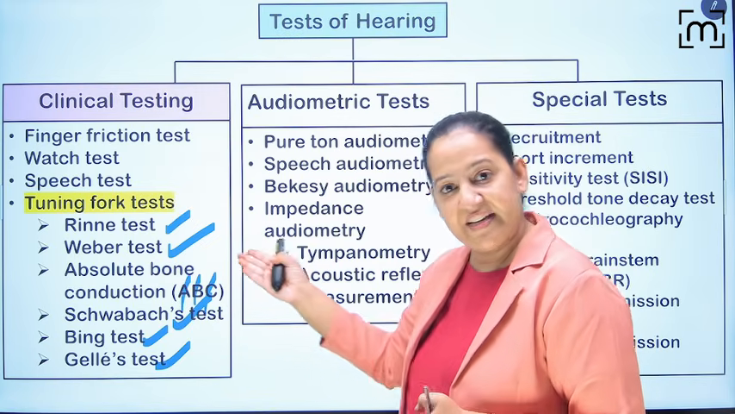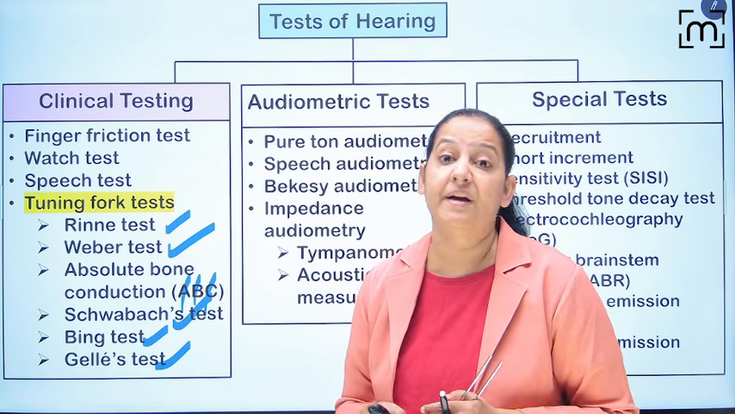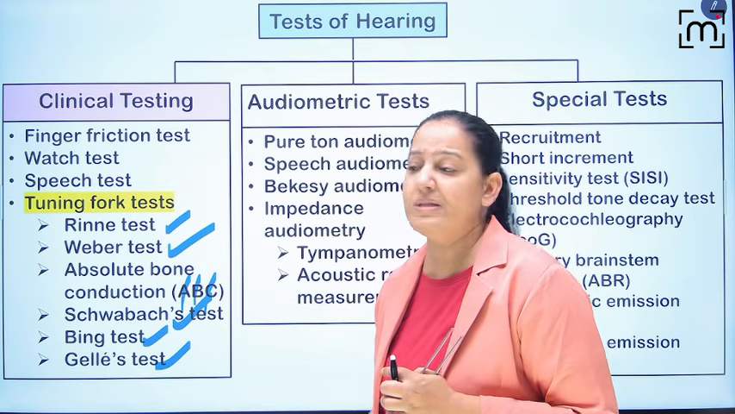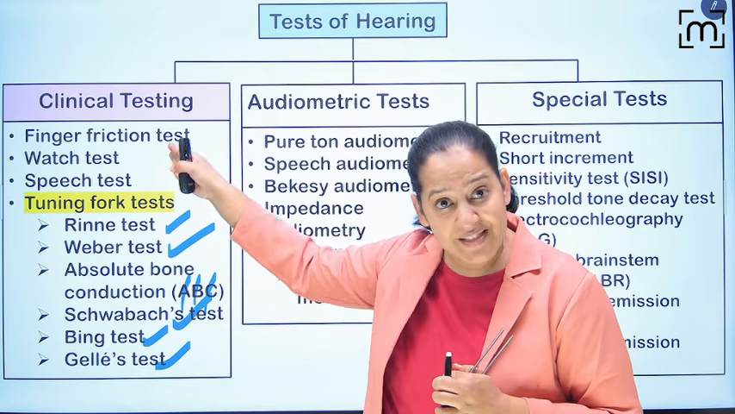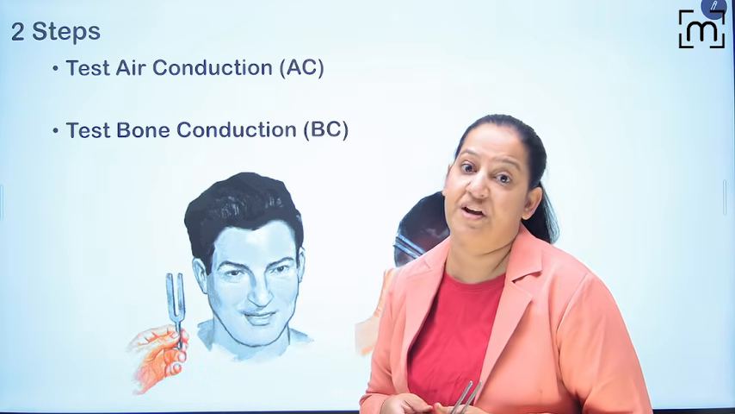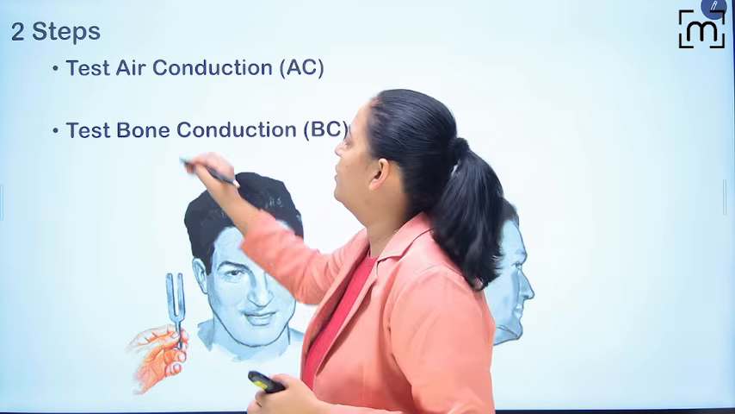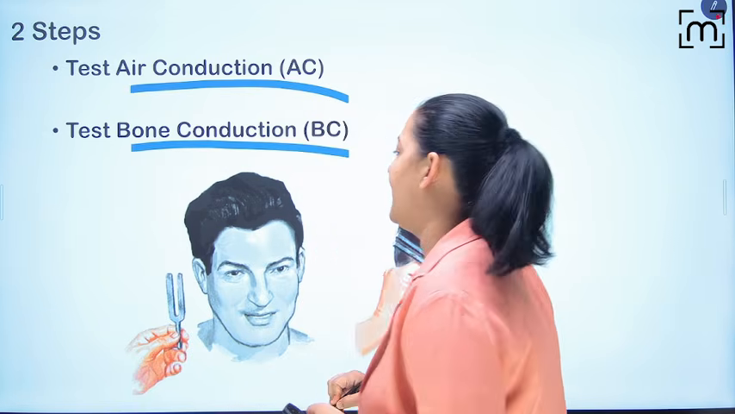In some of them we test AC, in some of them we test BC, in some of them we test both AC and BC. So what is AC, what is BC? I will use this terminology in these 6 tests. So before I start these 6 tests, you should understand what you mean by air conduction and bone conduction. That is AC and BC. What is air conduction? What is bone conduction?